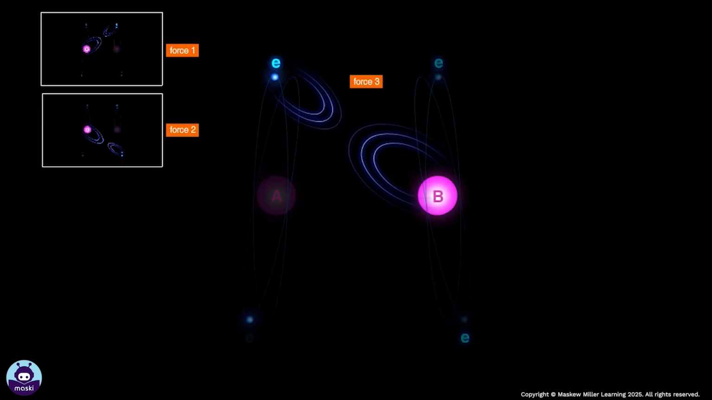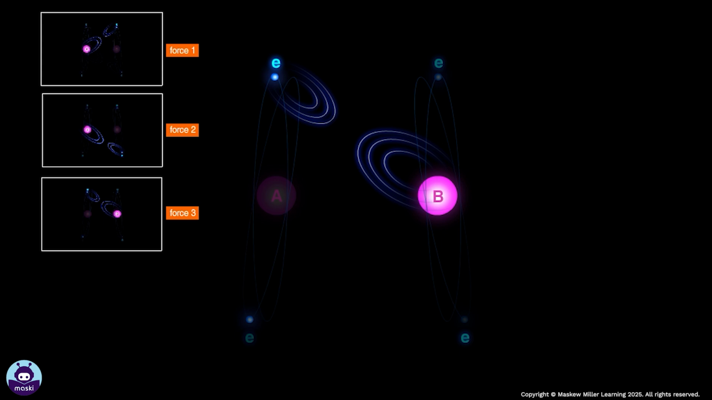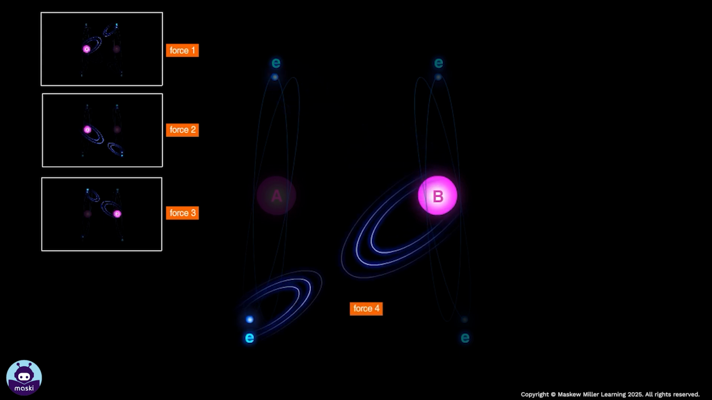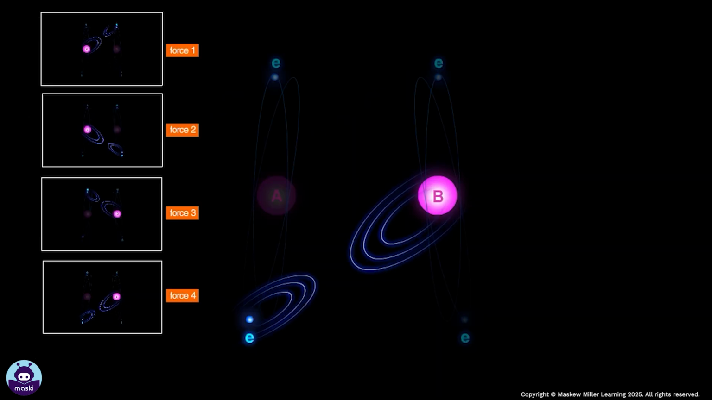Forces 3 and 4. Similar to forces 1 and 2, there is an electrostatic attractive force between the nucleus of B and each of the two electrons of A.